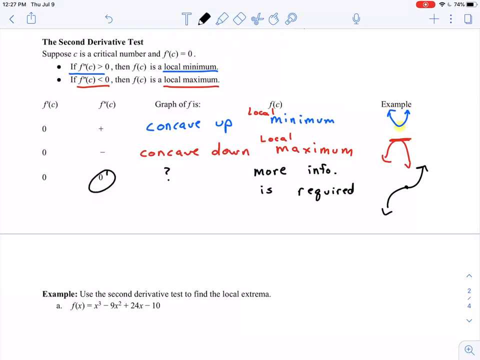So in that case, it would be neither a minimum nor a maximum. If the second derivative is 0, then you would need to go back and double check with your first derivative test. Unfortunately, this is one of the shortcomings of the second derivative test: if your second derivative is 0, we actually can't draw any conclusions. We don't know what that looks like.